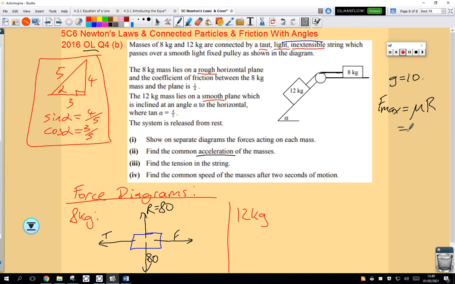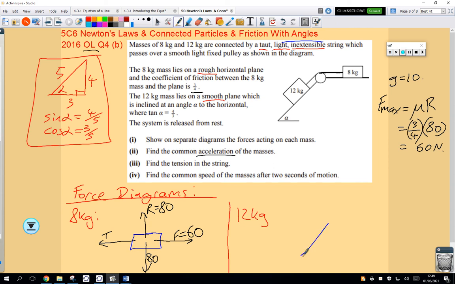is the normal reaction. So it says the coefficient of friction between the 8 kilo mass and the plane is 3/4. That's 3/4 multiplied by the normal reaction, which you can see is 80. 3/4 of 80 is 16 newtons. So there's a friction force here of 16 newtons. And that's my force diagram for my 8 kilogram mass. Fairly straightforward. You've got to know a few little things in there.